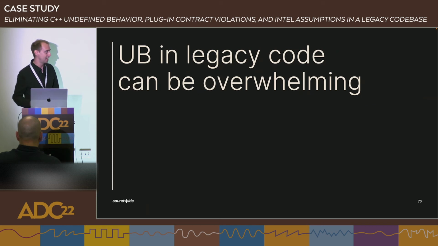So we have a lot of code, right? In Isotope, we have 2 million lines of code that we maintain, and that's not including third-party libraries, which in some ways we're responsible for. And once you realize how bad undefined behavior is, it can be really disheartening and scary to even approach it at all.